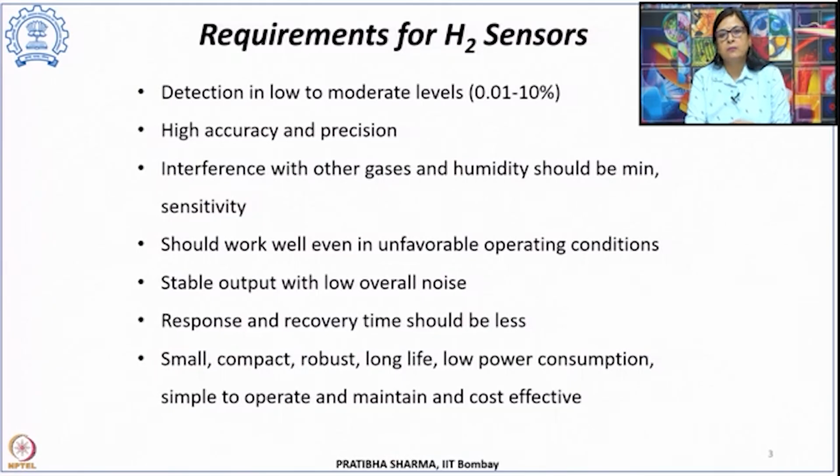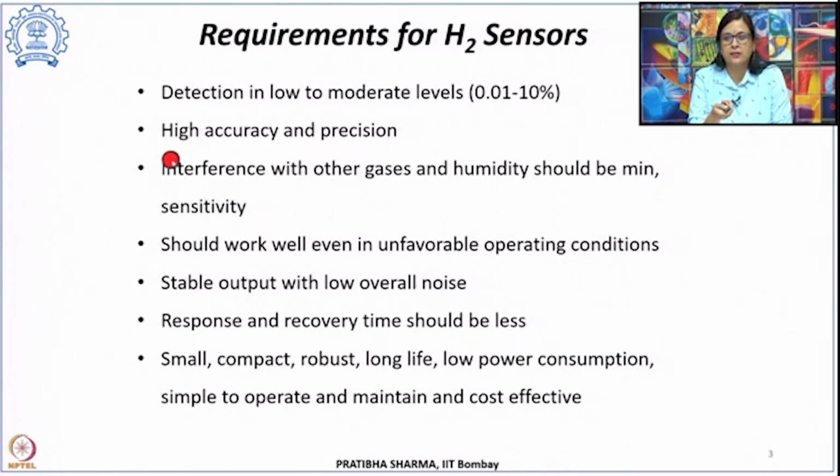Now when it comes to hydrogen sensors, there are several requirements that these sensors should meet. These should be able to detect hydrogen in wide concentration ranges, starting from low to moderate to high concentration levels. So it could be like 0.01% to 10%, like the low to moderate, or even for certain application this could be as high as 100%.